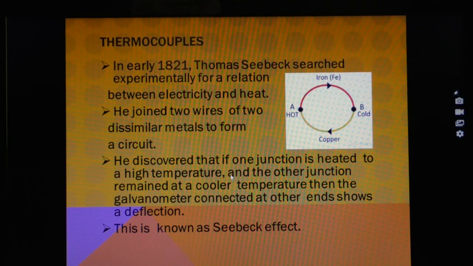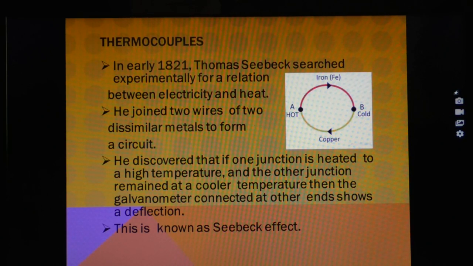He discovered that if one junction is heated to a high temperature and the other junction remains at a cooler temperature, then the galvanometer connected at the other end shows a deflection. Junction means the meeting of two wires, the point where the two wires meet. So there are two junctions. One is maintained at a higher temperature, other is maintained at a lower, cold temperature, and when we join these two junctions with the terminals of a galvanometer, what do we observe? We observe a deflection in the galvanometer.